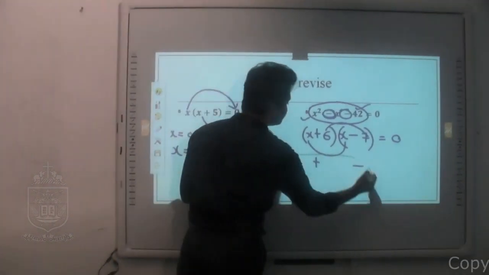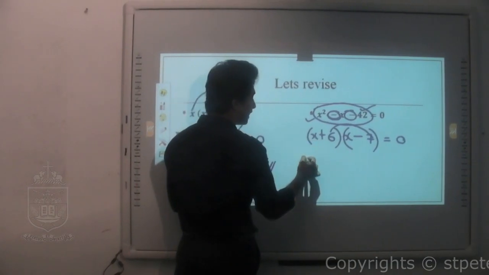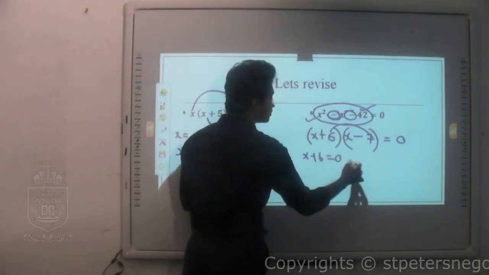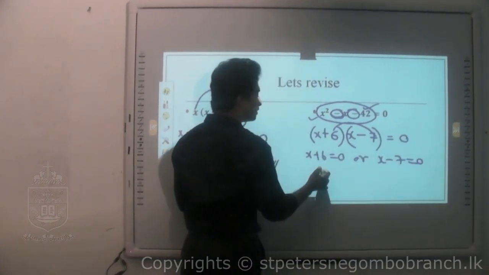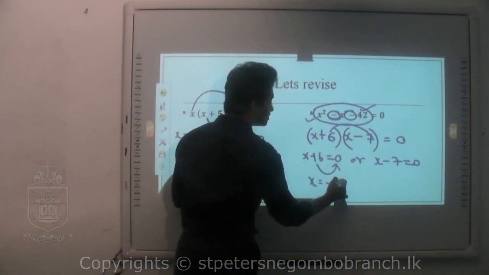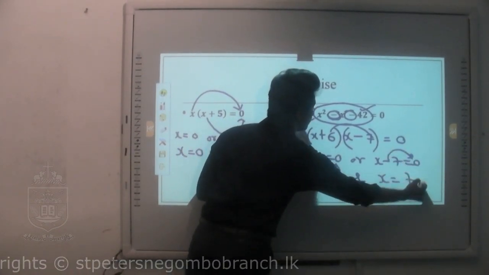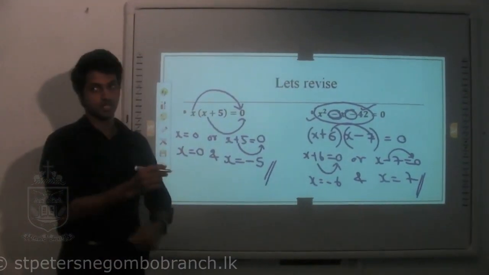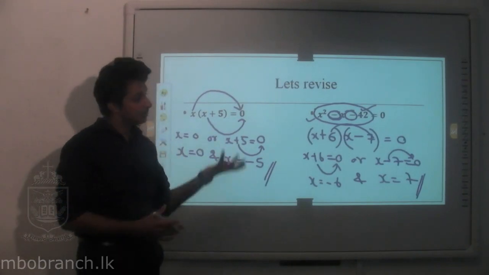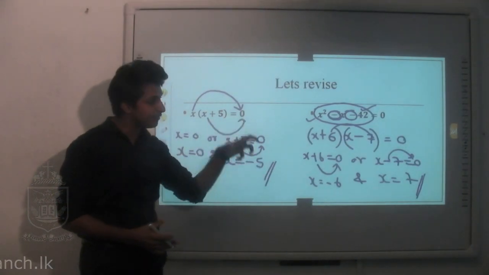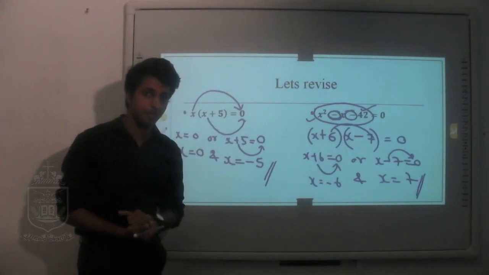Then in the normal order, we can take either x plus 6 is equal to 0 or x minus 7 is equal to 0. Then take the value, then x equals minus 6 and x equals, taking minus 7 to the other side, plus 7. This we have done previously. In the previous years, you have already done this part. Because these are easily factorized, we factorize the given quadratic equation and then find the values for x.